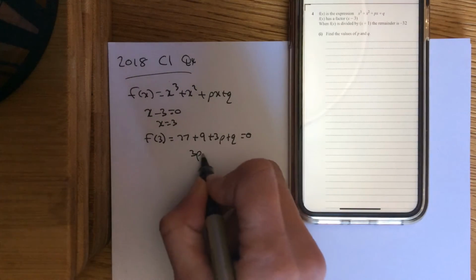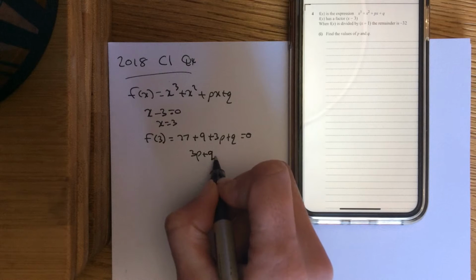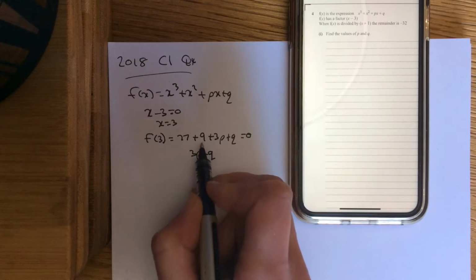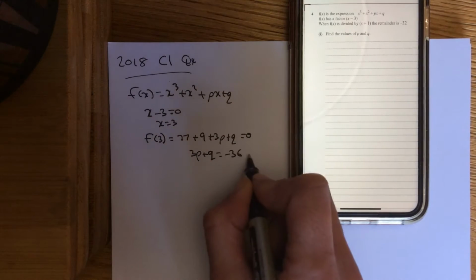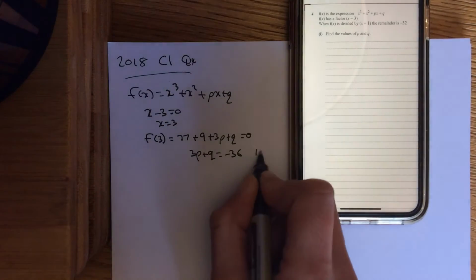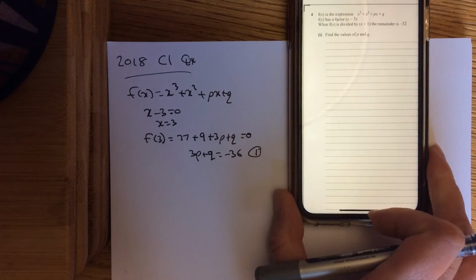So just tidying that up: 3p plus q. 27 add 9 is 36. Bring it over to our side, minus 36. So we've got two unknowns, so let me do simultaneous equations.